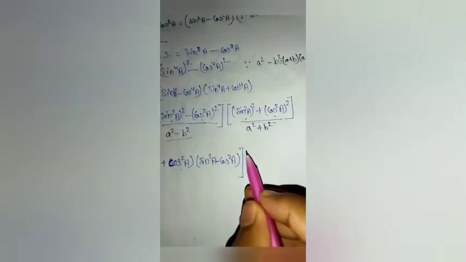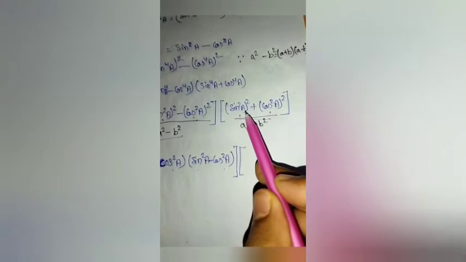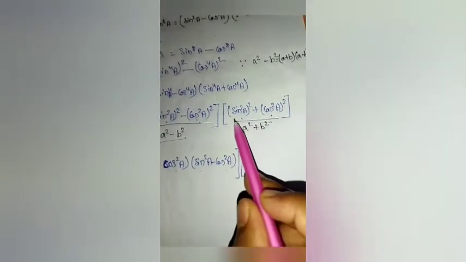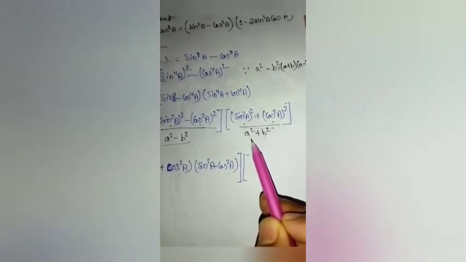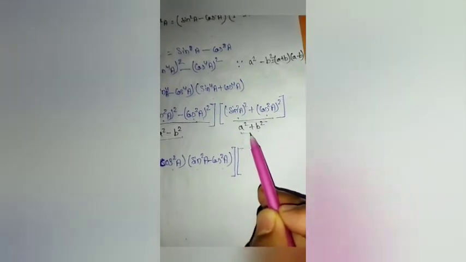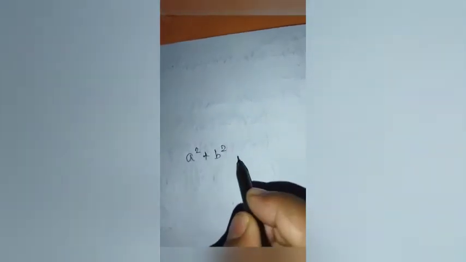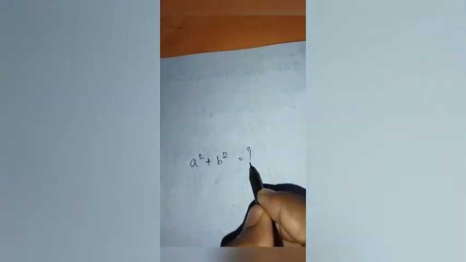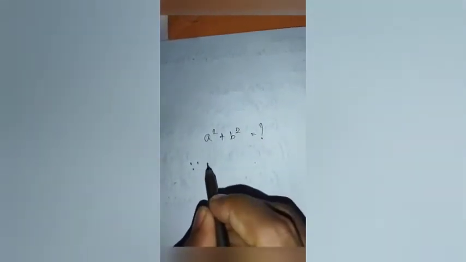Now we will go with the second portion of the equation, which is (sine square a) whole square plus (cos square a) whole square. Now we have to break this one according to a formula. Many of us may not know the value of a square plus b square, so let's write it over here: a square plus b square is equal to what? We don't know the formula, so just recall it.